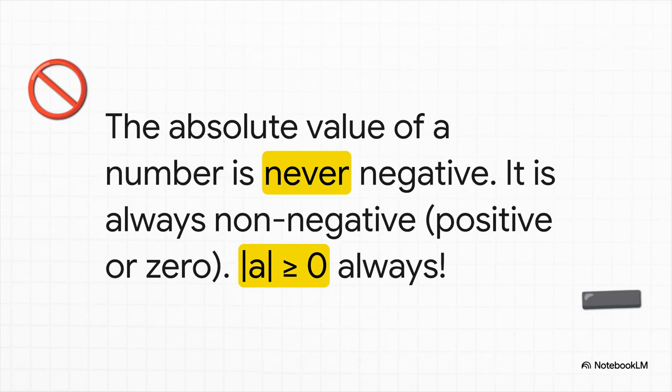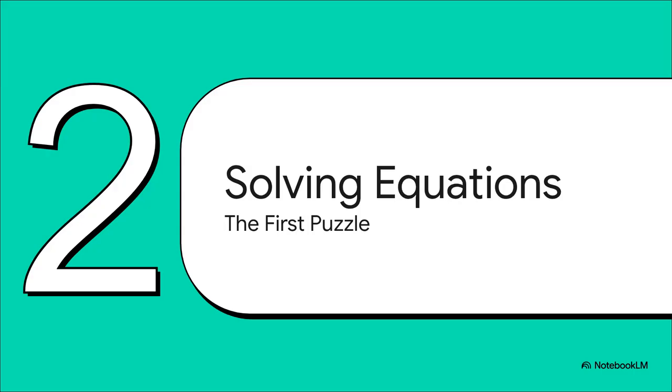And this brings us to the golden rule, the one thing you absolutely have to remember. Because it's all about distance, the answer to an absolute value problem can never be negative. It's always going to be 0 or something positive. Seriously, burn this into your brain. It's the master key that unlocks everything else. All right, you got the main idea? Perfect. Let's put it to work.